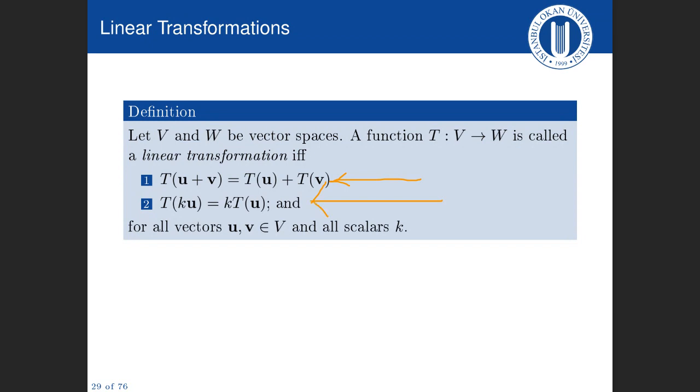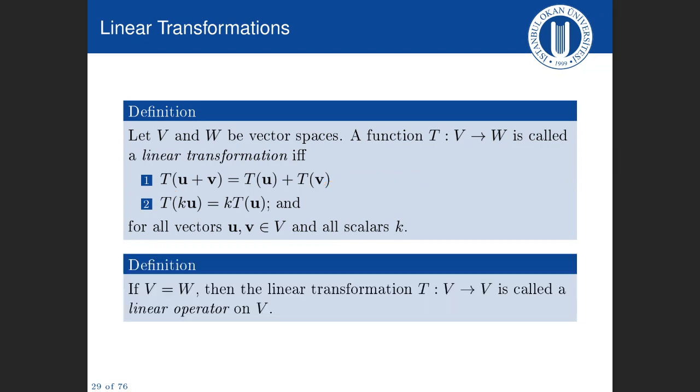We must have that T of u plus v is T of u plus T of v, and anytime we have a number k inside the function, we must be able to take it outside. T of ku must be the same as k times T of u. There's a special case where the vector spaces V and W are the same. If V and W are the same vector space, then we have a linear transformation from V to V. And in this special case, instead of saying linear transformation, we say linear operator.